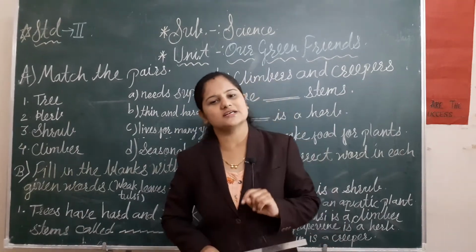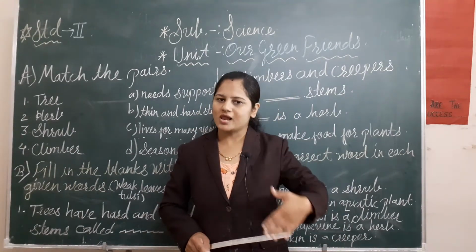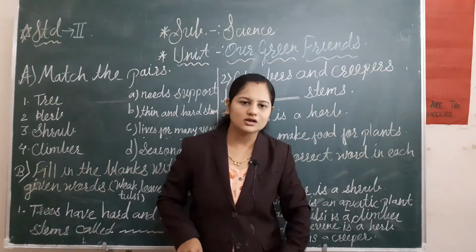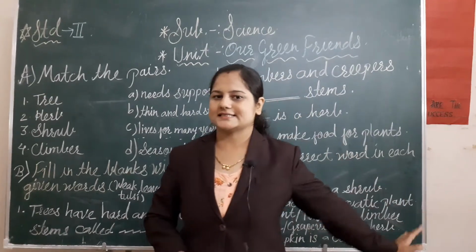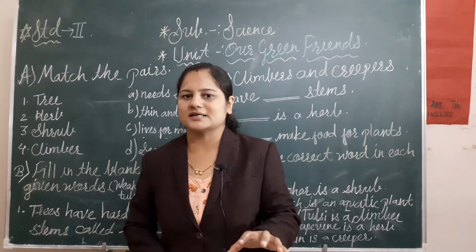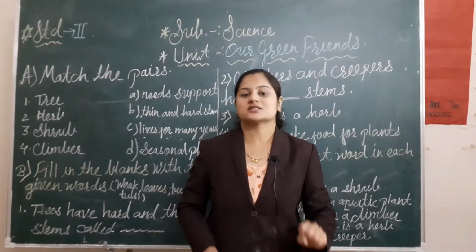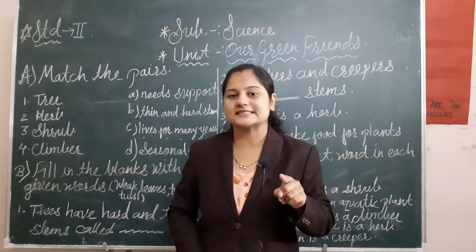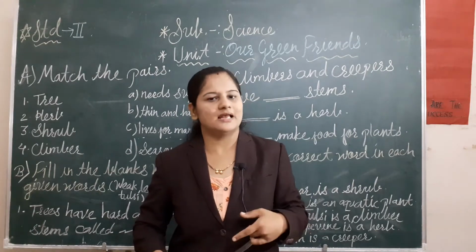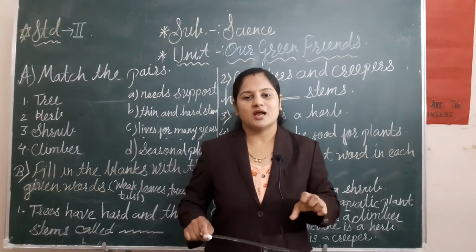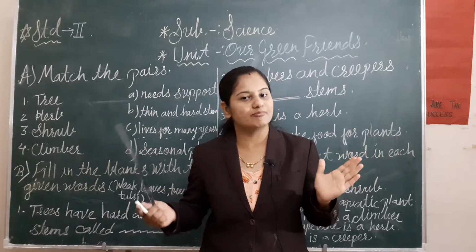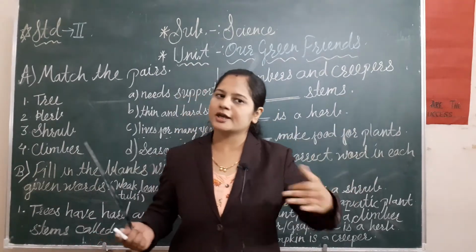And then the last one is the creepers. A plant which grows along the ground is called a creeper, and creepers bear big fruit. You can see the watermelon, then the pumpkin, that plant's fruit is of very big size, those are the creepers.